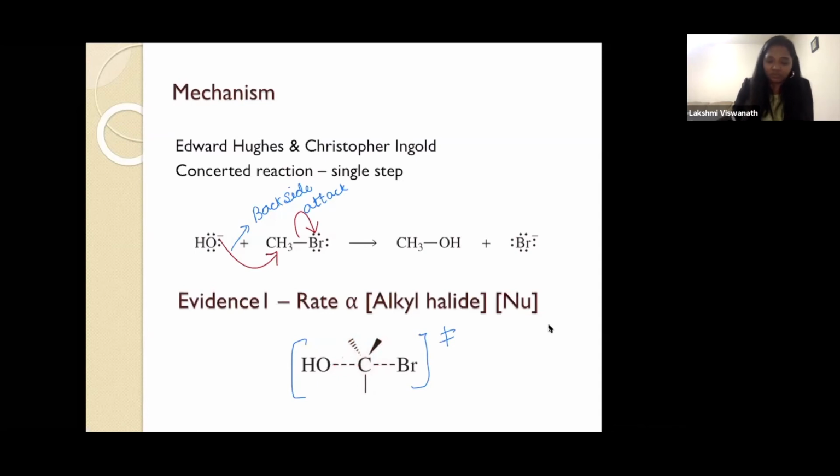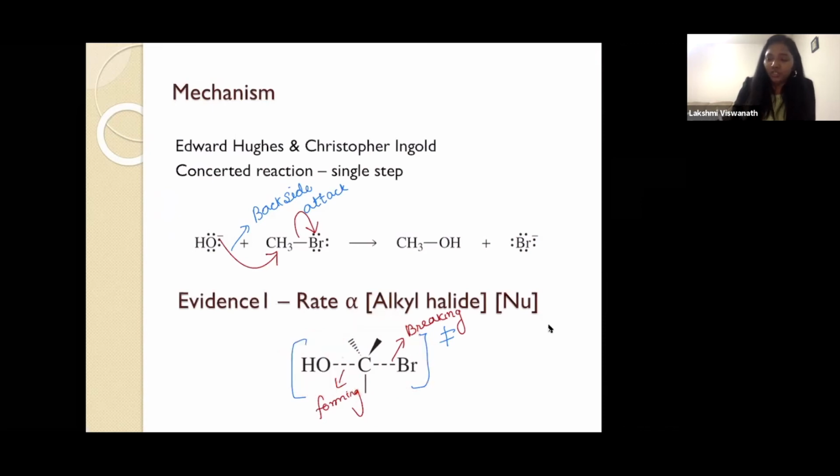While this bond is forming, this bond right here is breaking. And this transition state is the one which is responsible for determining the rate of the reaction. And within this transition state, you can see that there is a nucleophile and there is also the alkyl halide.